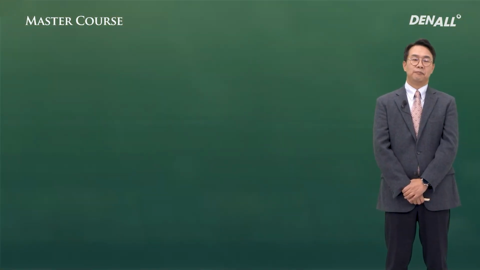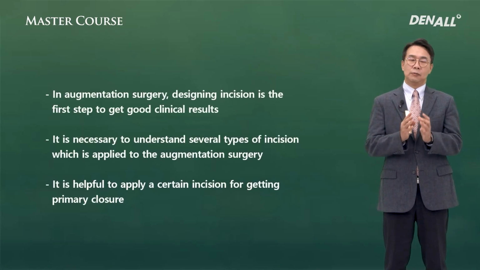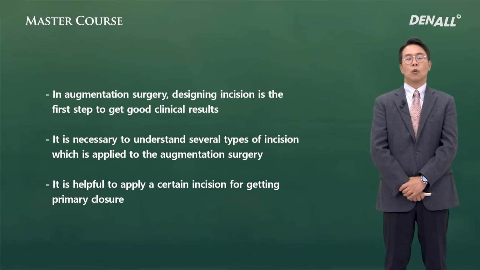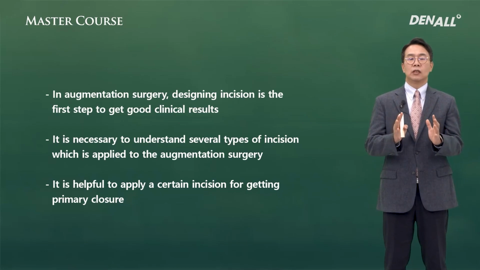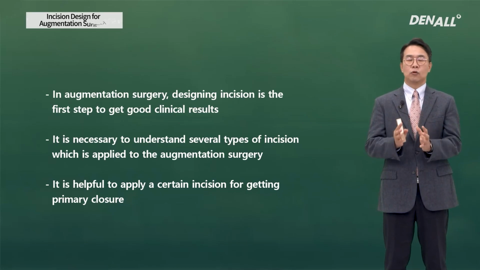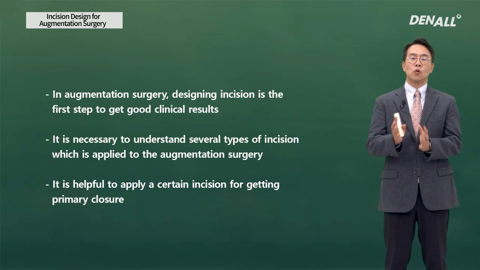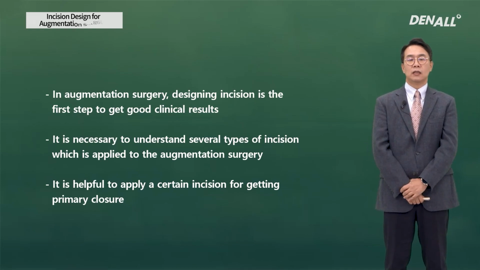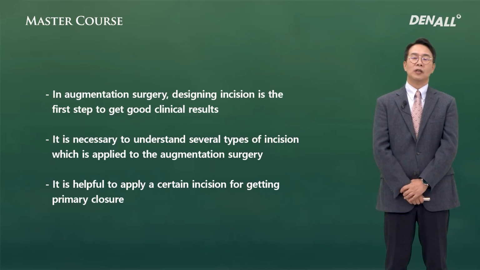Summary. In augmentation surgery like GBR, vertical or horizontal bone augmentation, including using block bones, designing incisions is the first step to get good clinical results. It is necessary to understand the several types of incisions which are applied to the augmentation surgery. Those are important clinically.